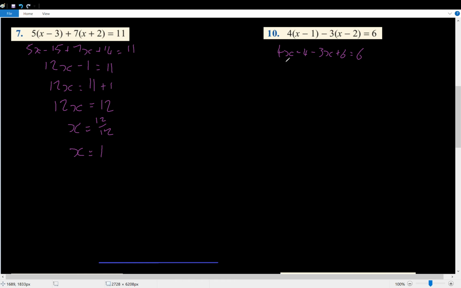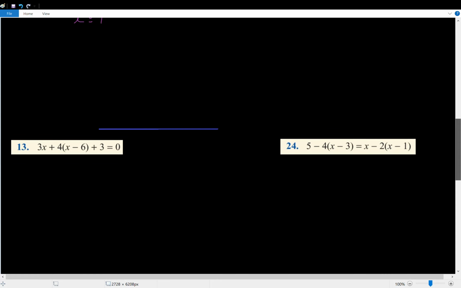And we just tidy this up. 4x minus 3x is just x. Minus 4 plus 6 is going to be plus 2. And that is still equal to 6. Then we're going to bring our plus 2 over, and it's going to become a minus 2. So we get x equals 6 minus 2. So x is equal to 4 in this case. So that's question 7 and 10.